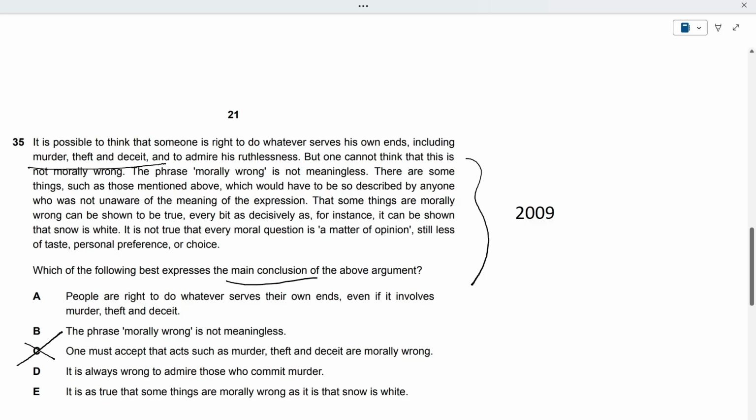D, it's always wrong to admire those who commit murder. Again, it's same as C, it's just not what the passage is overall referring to. E, it is true that some things are morally wrong, as is that snow is white. That's definitely not the conclusion. Again, it might be a true fact, but it's not the overarching conclusion of the passage. So actually, C, D, and E are wrong simply for being totally irrelevant, rather than any sort of techniques that we've discussed before. So we're left with A and B.